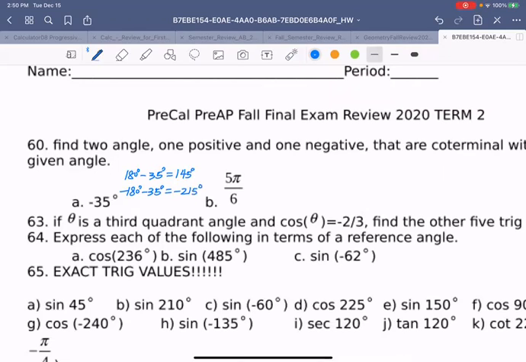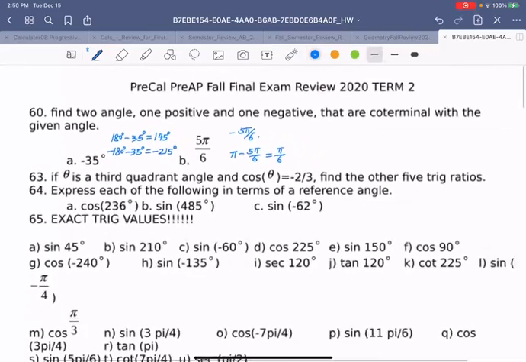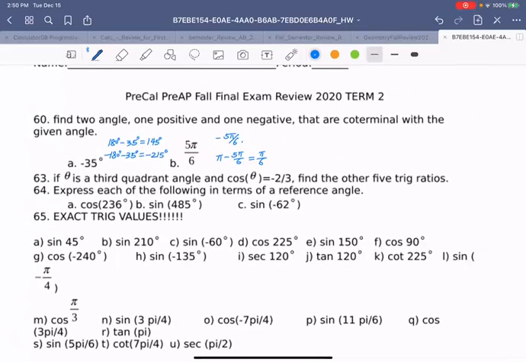Okay. For the B, we can just change this guy to a negative. Or we can use pi minus this guy. That's it, right? There are many options. I think that's all we have to do. We only need one positive, one negative.